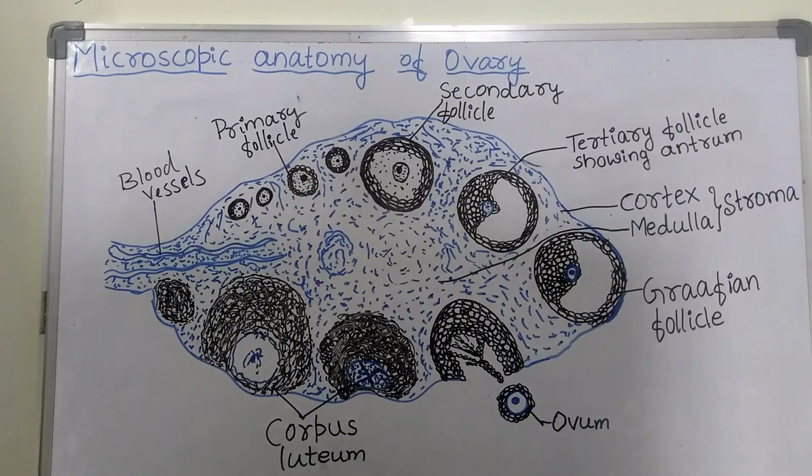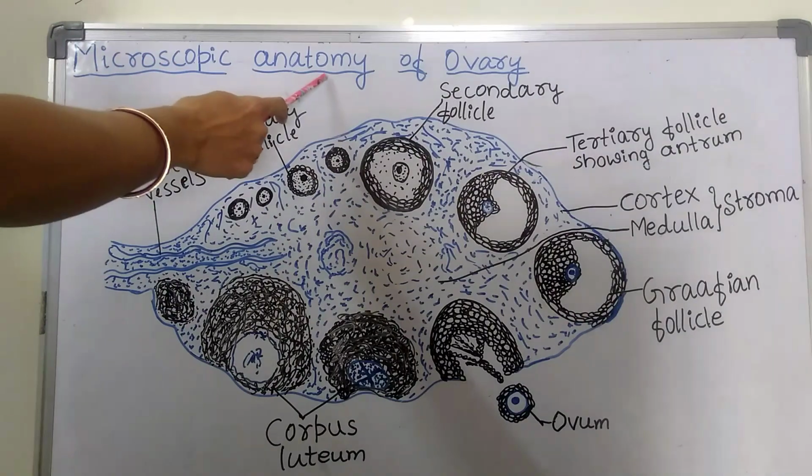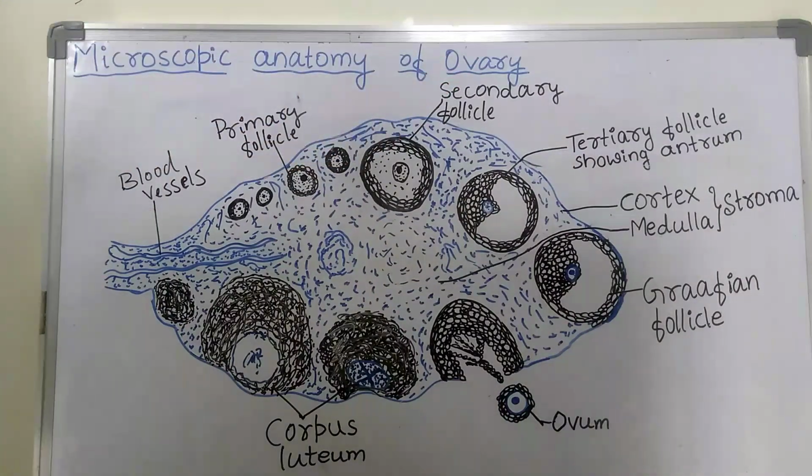Dear students, in the last video we discussed oogenesis, the process of formation of the female gamete or egg within the ovary. In today's class, let us discuss the microscopic anatomy of the ovary.